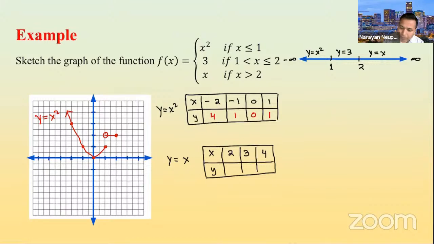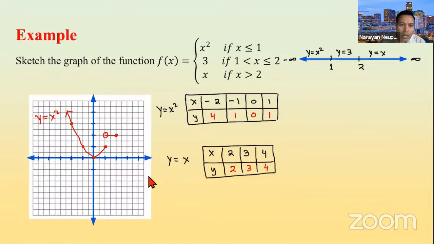Then you can see that the values of x and y are equal. That's the meaning of y equal to x. So when x equal to 2, y is also 2. When x equal to 3, y is also 3. When x equal to 4, y is also 4. So we're going to plot some of these points. The first one is 2, comma 2. So let's plot 2, comma 2.